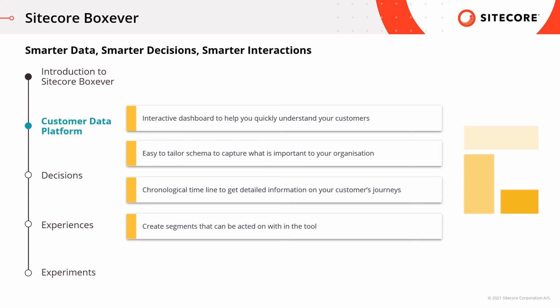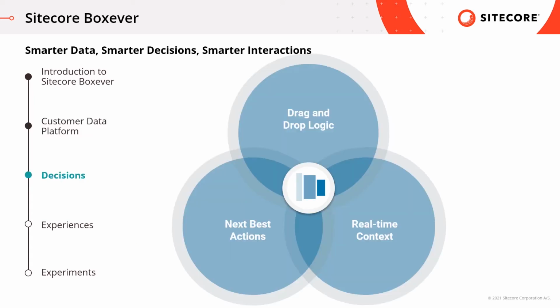And with a deep understanding of your customers, you can design and create segments that can be used to power targeted experiences. Now that we've looked at the CDP in Sitecore Boxever, we should understand how business and marketing users can take advantage of these insights via the decisioning engine. So we have the data available, but we need to be able to act on it. Sitecore Boxever decisioning provides data activation via easy-to-use decision modeling for targeted personalization and next best actions based on customer and system data, all in real time.